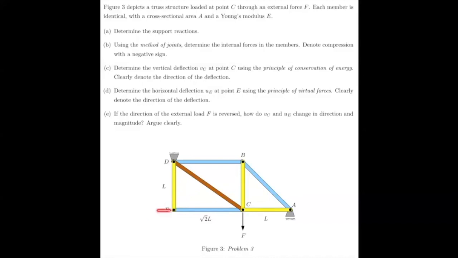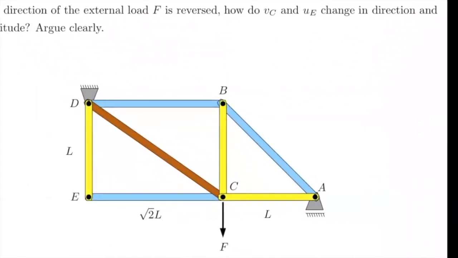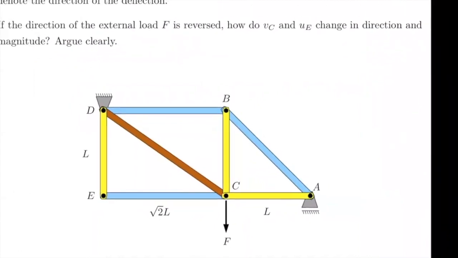So in order to do that, we need to apply a virtual force. If you remember, we apply a virtual unit force of 1 in the horizontal direction. And then it asks if the direction of the external load is reversed, so if I just apply the force in the opposite direction, what do you think VC and UE will be? In which sense are they going to change? Okay, so it's a very simple problem. It's just calculation really and method of joints. I just give you a few hints.